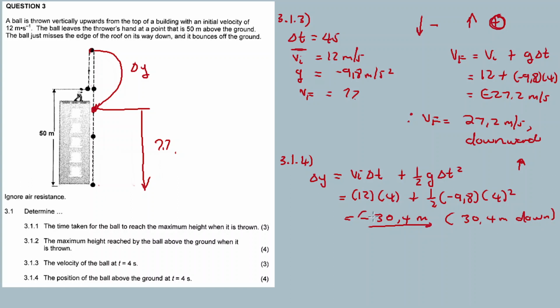The negative is the direction. Remember, delta y is a displacement, and displacement is a vector quantity, right? So from here all the way to here, it's 30. It's 30 now. But what we want is the position of the ball above the ground.